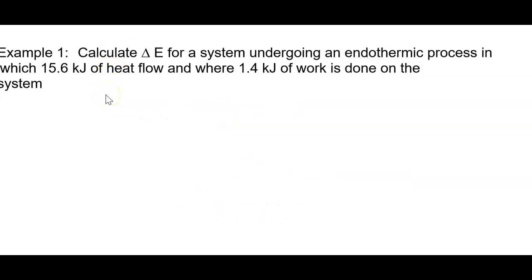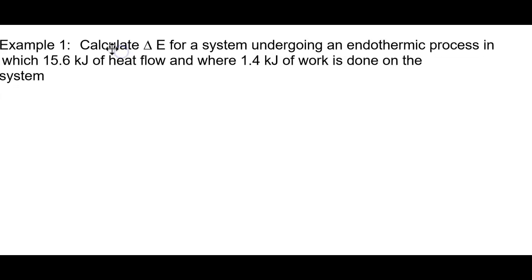So our first calculation here is going to be calculation 1 in your notes. It says calculate delta E for the system undergoing an exothermic process in which 15.6 kilojoules of heat flow and where 1.4 kilojoules of work is done on the system. You will be required to earn credit to show a basic formula, and then numbers with units plugged in and solve. So you will be expected to show the basic formula and then substitution and solving.